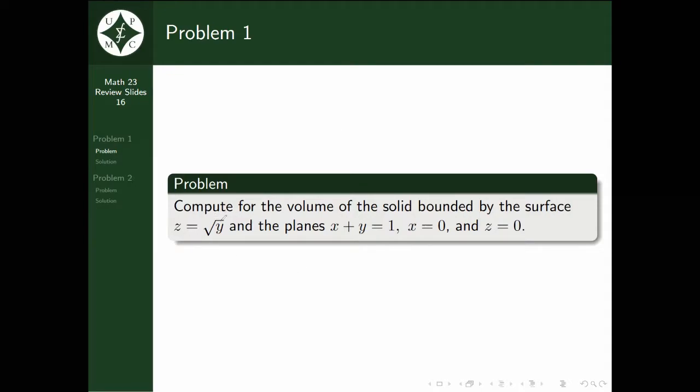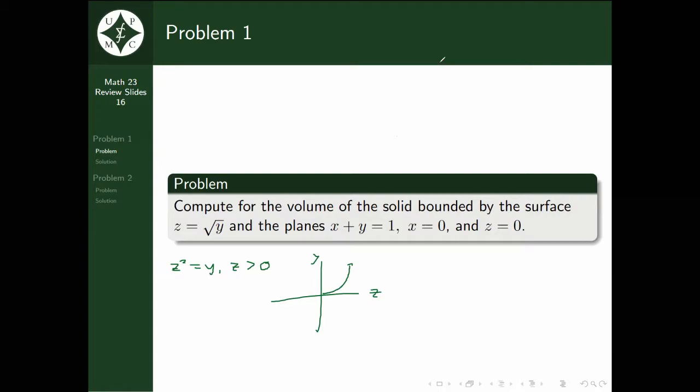So we have z is equal to the square root of y, but this is just z squared equals y, where z is greater than 0. If we have this thing, then it's just this half parabola shape. That's z is equal to square root of y. But that's just in 2D. In 3D, this becomes a cylinder extended along the x-axis.